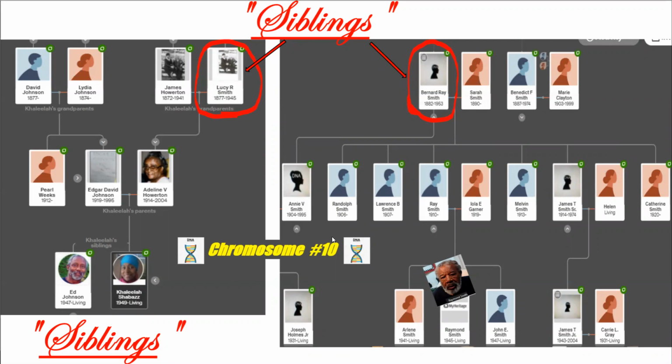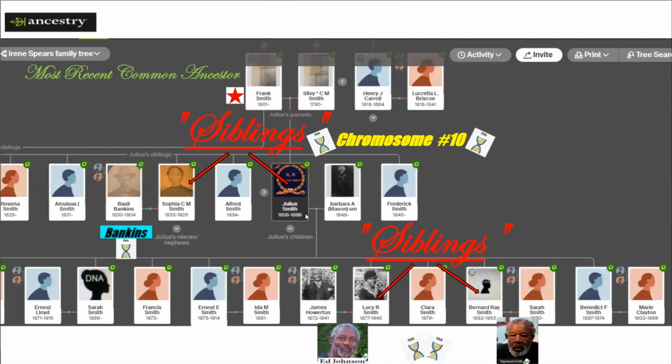And so chromosome 10 is really now helping me to shore up some of this. If I work my way up through the ranks, I get from Bernard Smith on Raymond's side, through Ed Johnson on his side, up to Lucy Smith. Their common link is Julius Smith, who was a U.S. colored troop in the Civil War. He was also the younger brother of my Camilla Smith. So we're back to her again. Siblings at this level. And of course, who's their common father? Frank Smith, the guy we want to see if we can figure out.